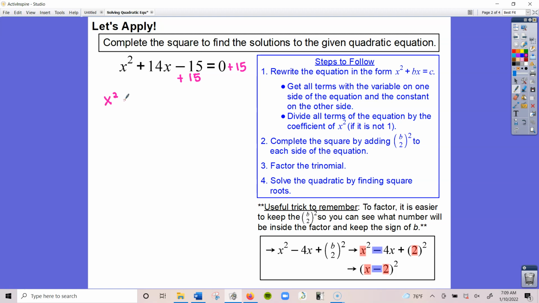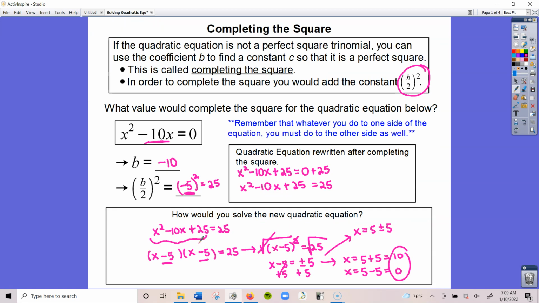Therefore, x squared plus 14x equals 15. And notice that I left a space here. The reason why I did that is because we are going to add a number here and here, just like we did in this previous example, where we added this 25 and then we added this 25 here.